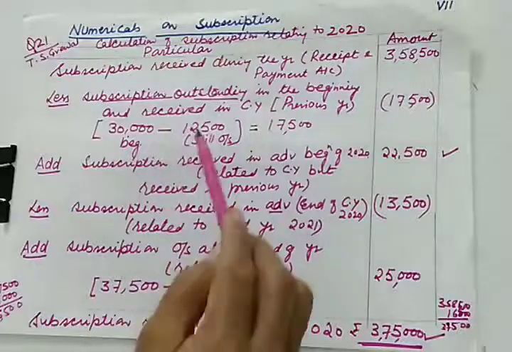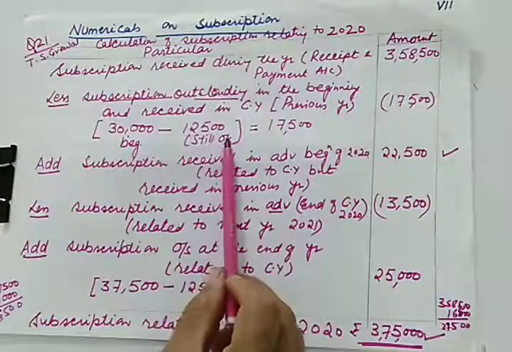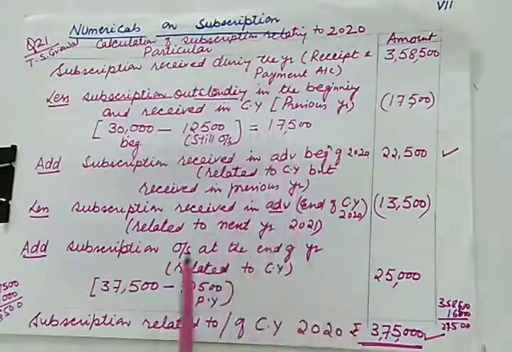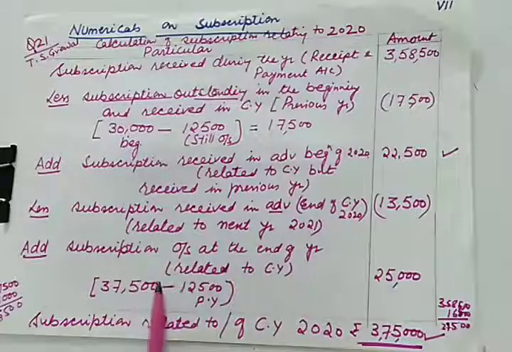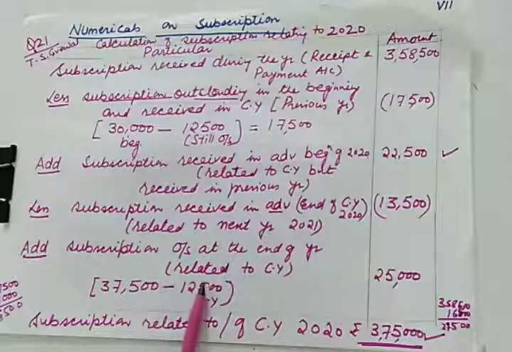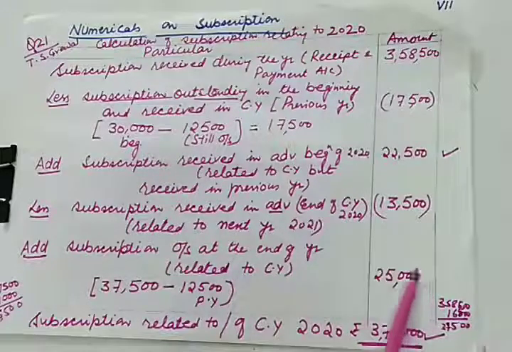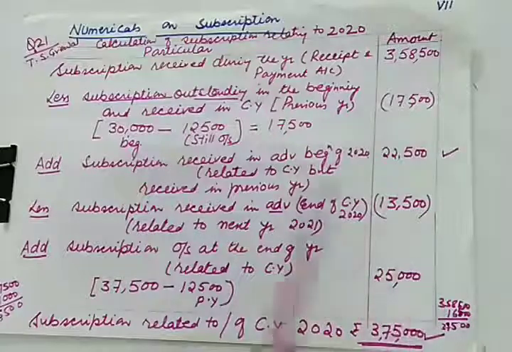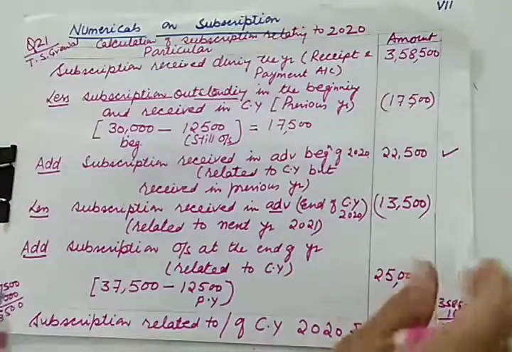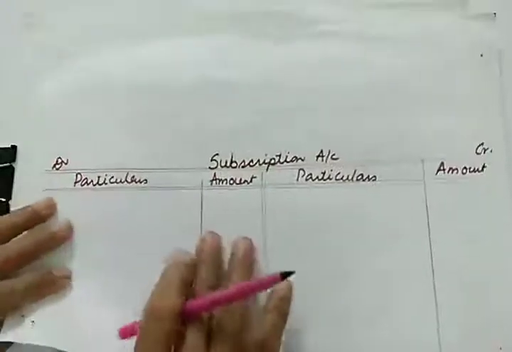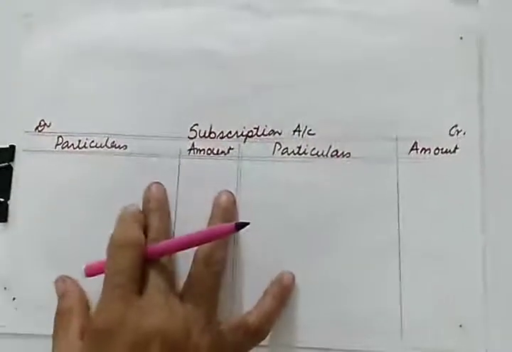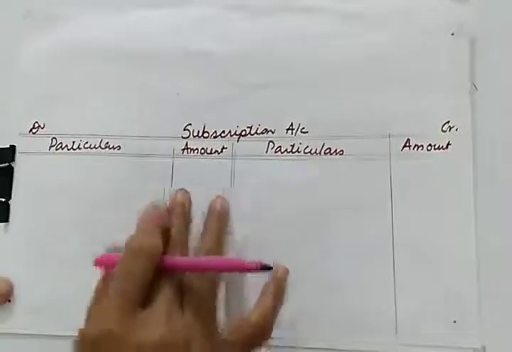New was that still outstanding is given to us, and moreover the outstanding which is given to us was including previous year's outstanding. So we need to deduct previous year's outstanding because only the current year's subscription outstanding will be added. So now let us see how these items will be shown in the balance sheet. Then we'll show the same question with the help of subscription account.